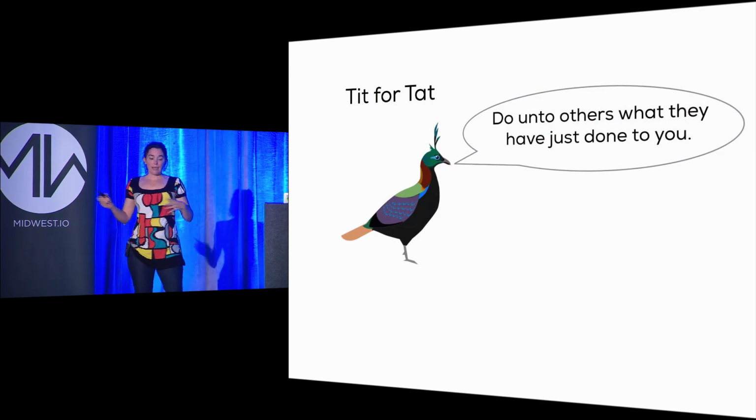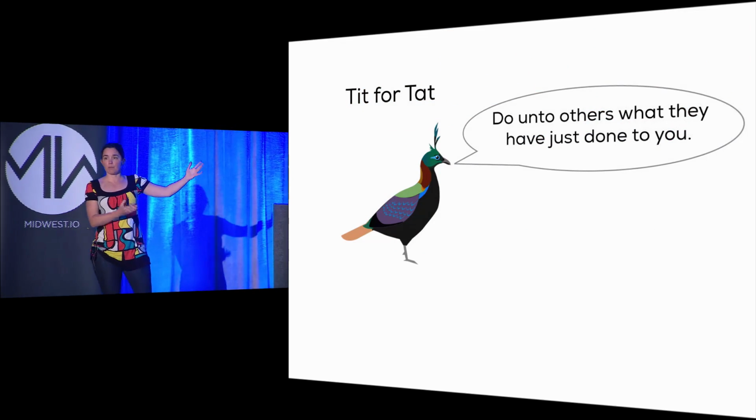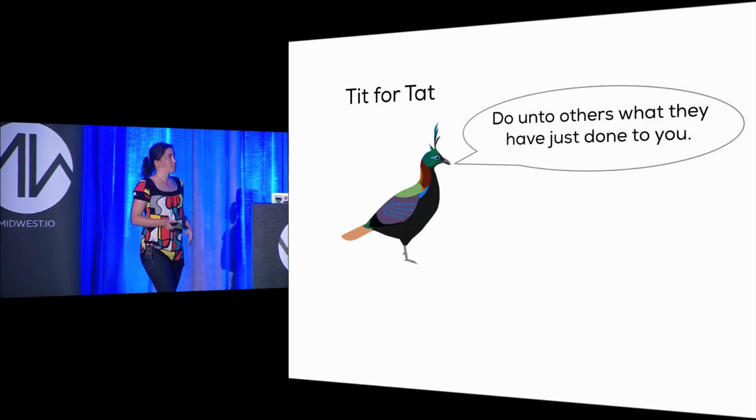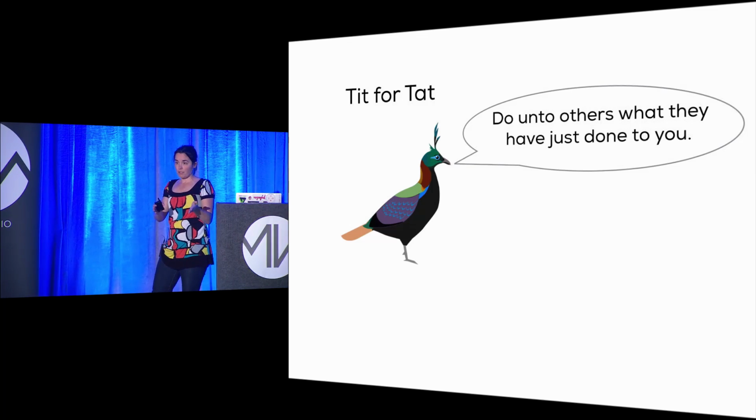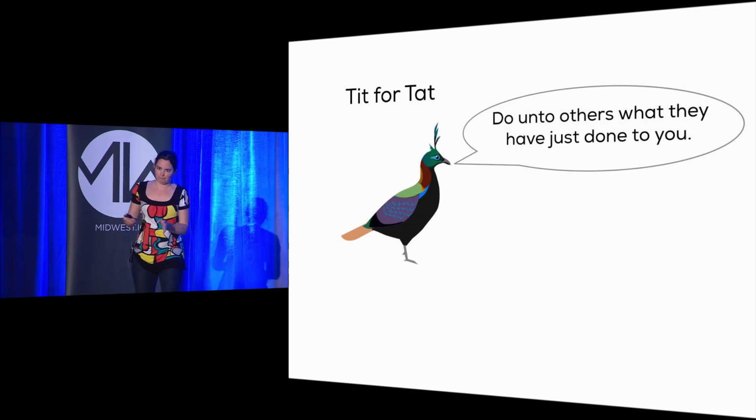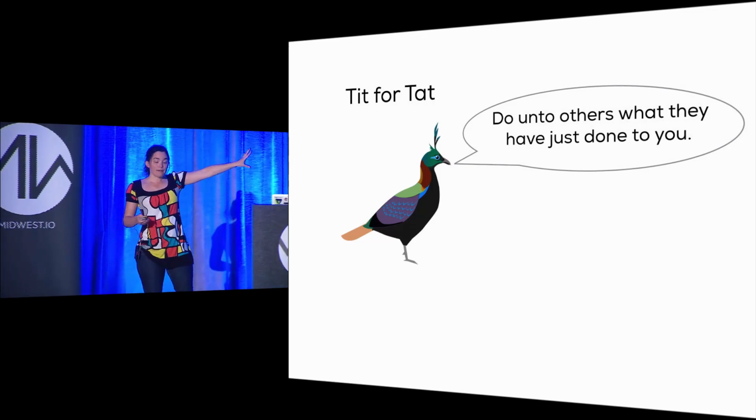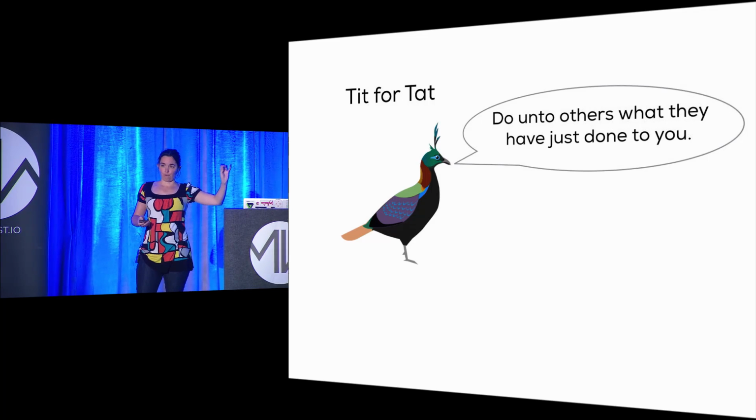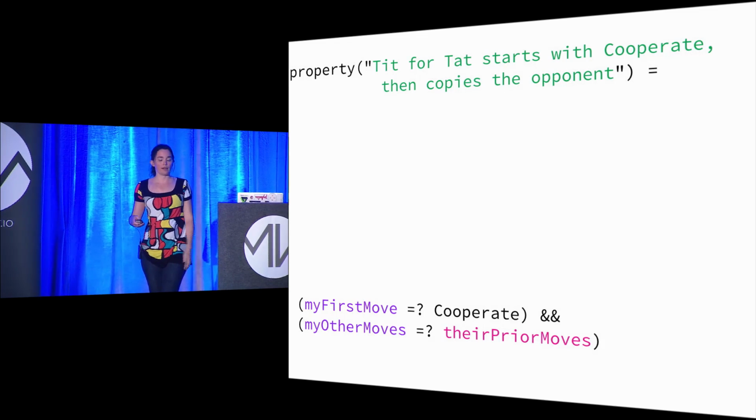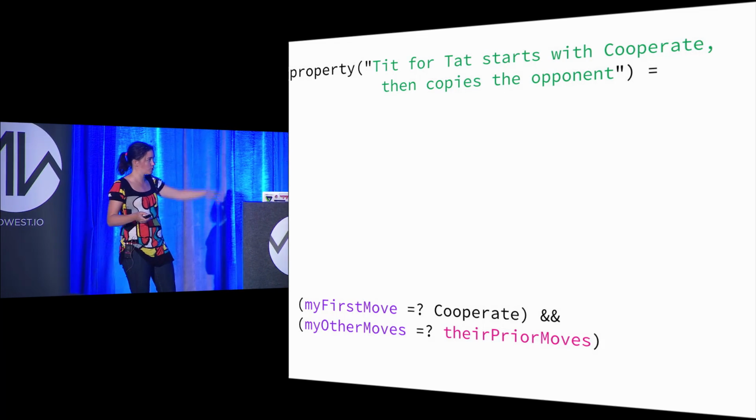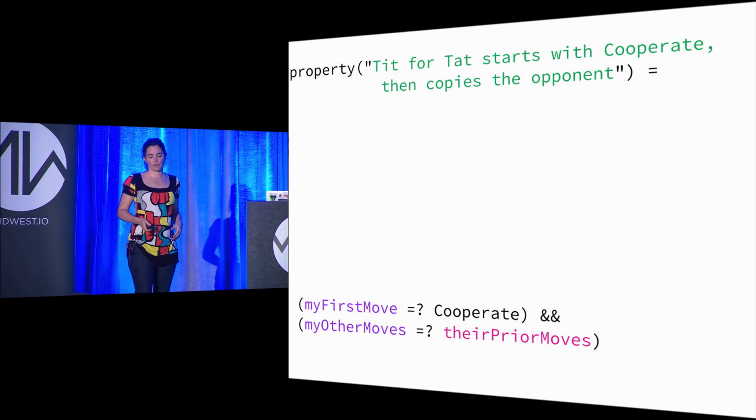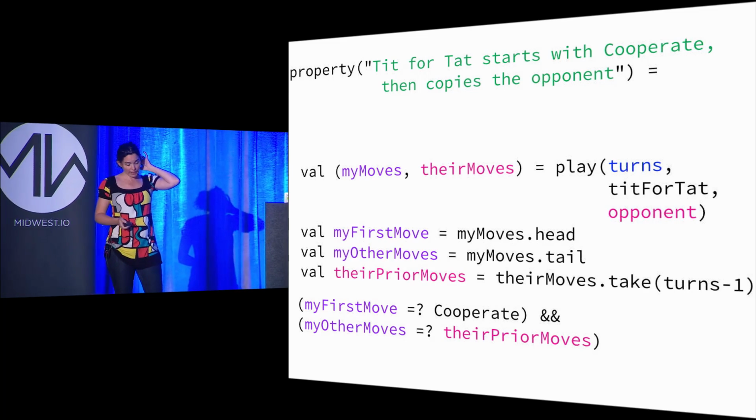So for this example, meet tit for tat. This is the bird strategy that usually wins in prisoner's dilemma simulations. In tit for tat, the bird cooperates at first and then just does whatever his opponent did last. You defect, I defect. I can make a complete specification for this bird's test. What I want to say is tit for tat starts with cooperate, then copies the opponent. So I say that his first move is cooperate, and his other moves match the opponent's moves, time shifted by 1, the prior moves.